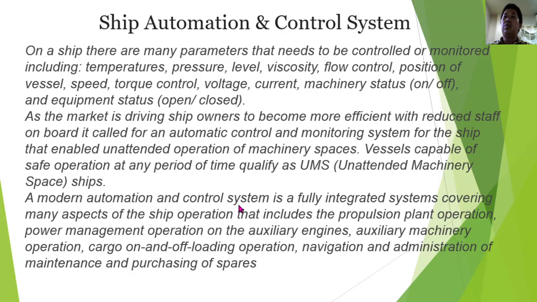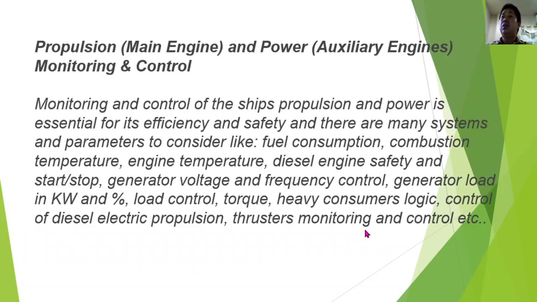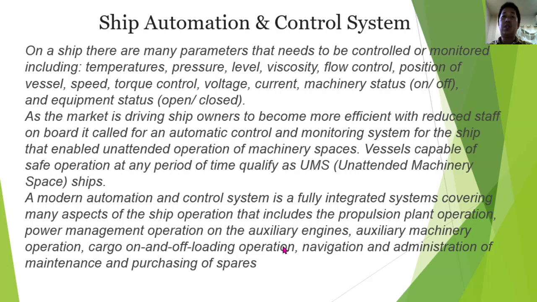So a modern automation and control system is a fully integrated system covering many aspects of the ship operation that includes the propulsion plant operation, so power management, operation of auxiliary engines, and auxiliary machinery operation, cargo on and offloading operation, navigation, and administration of maintenance and purchasing spares. Nowadays, there are ships called UMS ships, unattended machinery space, which is fully automated. So it is applied with the ship automation and control system.